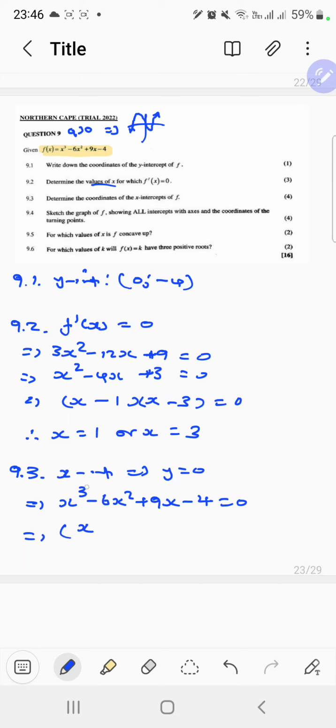So I already know that if 1 put into the original gives me 0, I'm going to have a situation where x minus 1 is a factor, and then I just have to factorize that by inspection. But you can use synthetic division. I've shown how it is done, as well as the remainder theorem, or long division. Let's have a look at this one.